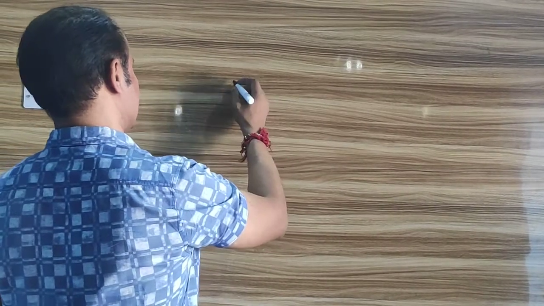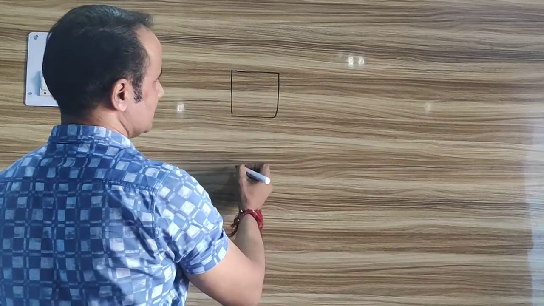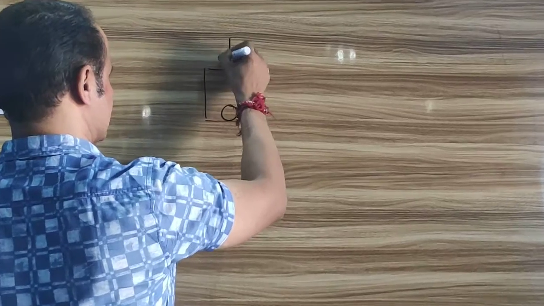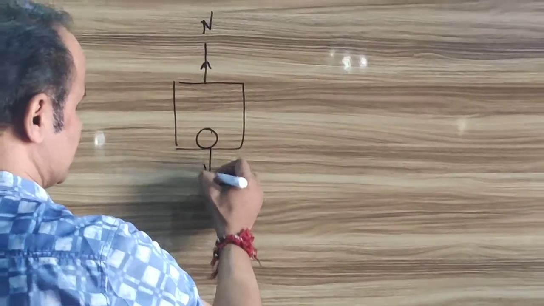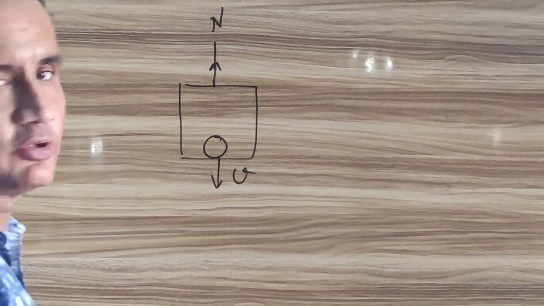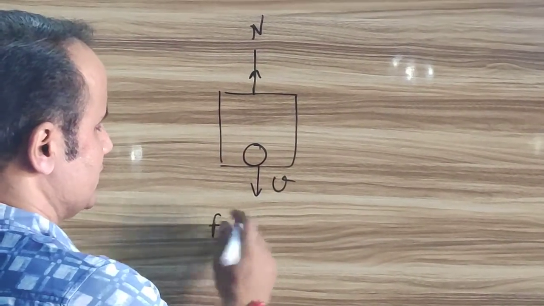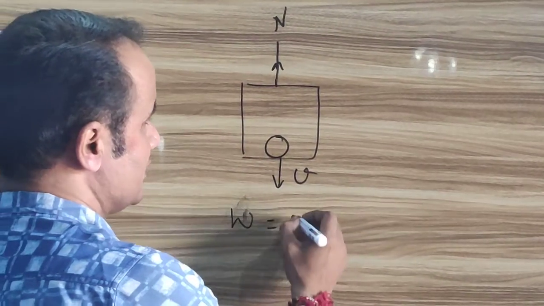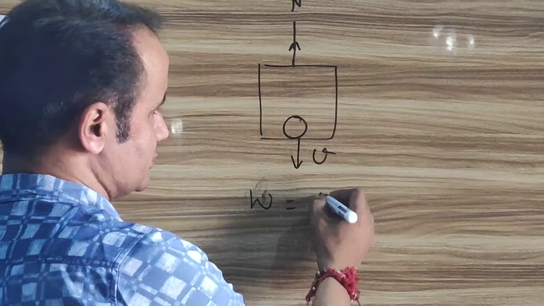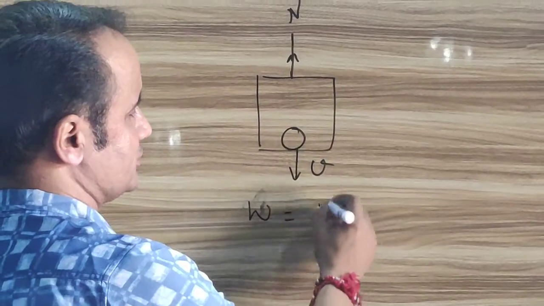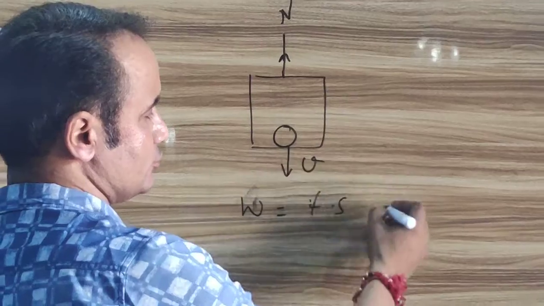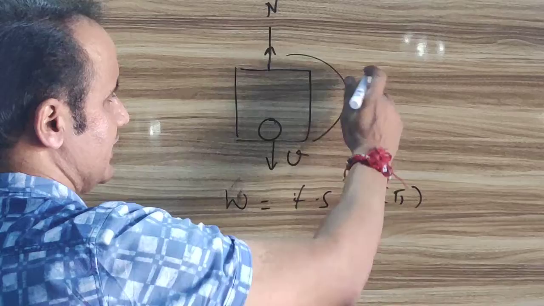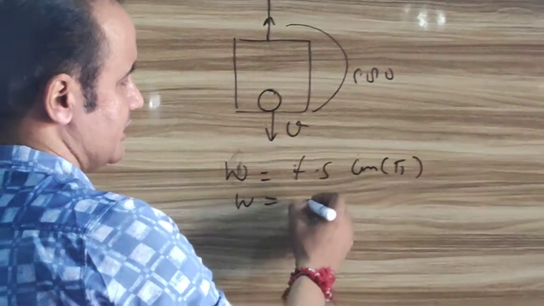Say there is a lift, and there is something in the lift. The normal force is working upward and the lift is going downward, so the velocity is working downward. Then the net work done by the lift is the force, and you can see the direction between this force and displacement is cos phi, which is 180 degrees. As you can see, the angle is 180 degrees, and hence the work done is negative Fs.